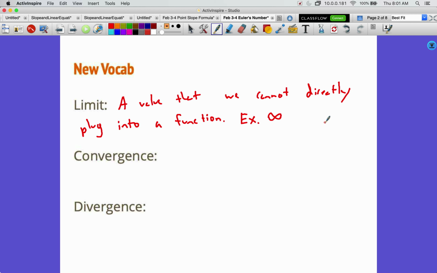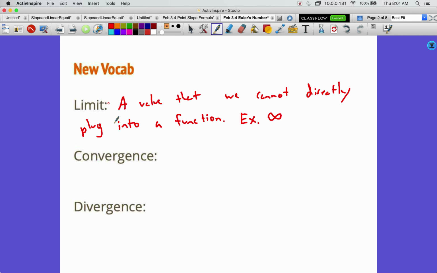Sometimes we use 0 as a limit because we can't divide by 0, but we can talk about what happens as we get very close to 0. And so we can have limits as x approaches 0, but we can also have limits as x approaches infinity. And although we cannot directly plug in these numbers into certain functions, we can still talk about the math that happens as x gets very close to those numbers.